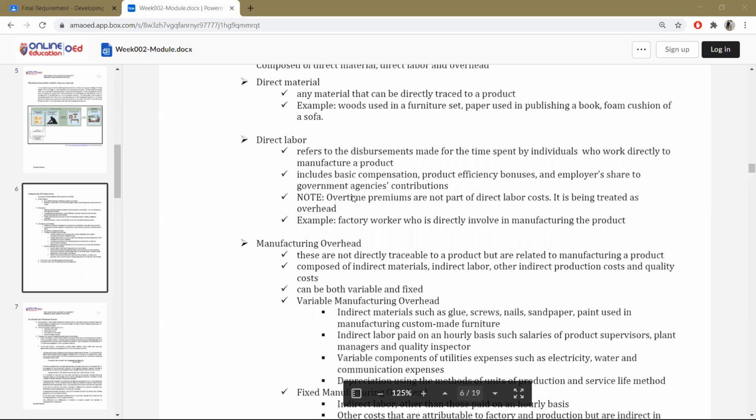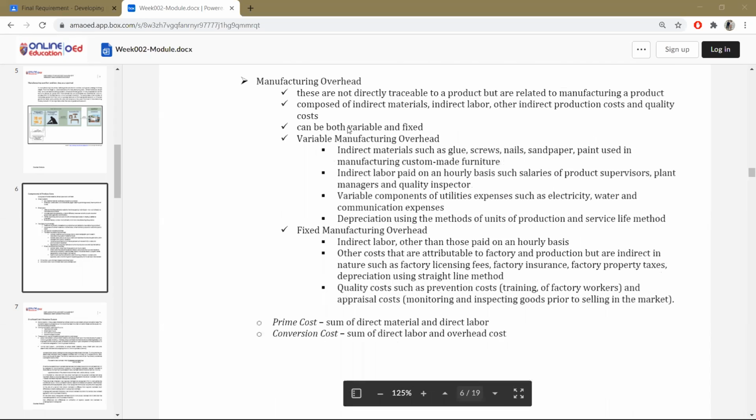Okay, another. Here is a factory worker who is directly involved with the manufacturing. So, I think it's very clear to you now. Last is manufacturing overhead. These are not directly traceable to a product, but are related to manufacturing a product, composed of indirect materials, indirect labor, and indirect production costs and quality costs. Can be both variable and fixed. Recall the screws, nails, and paper I mentioned earlier.